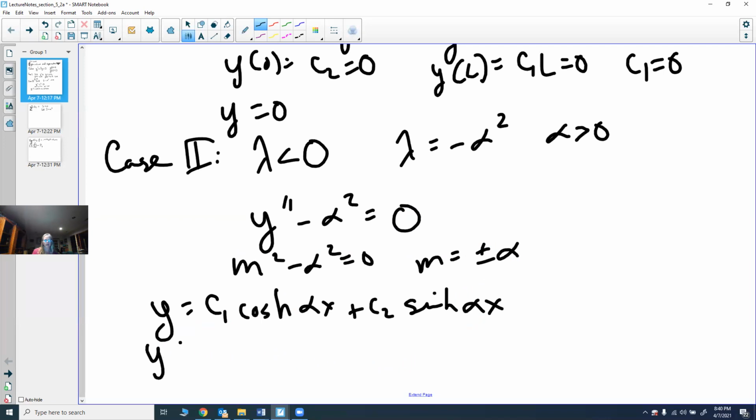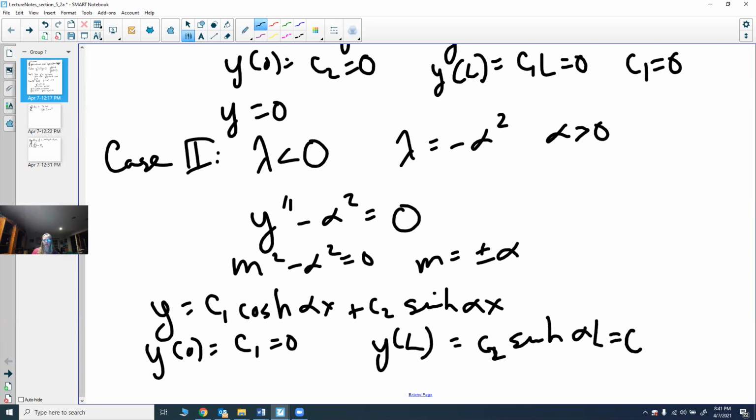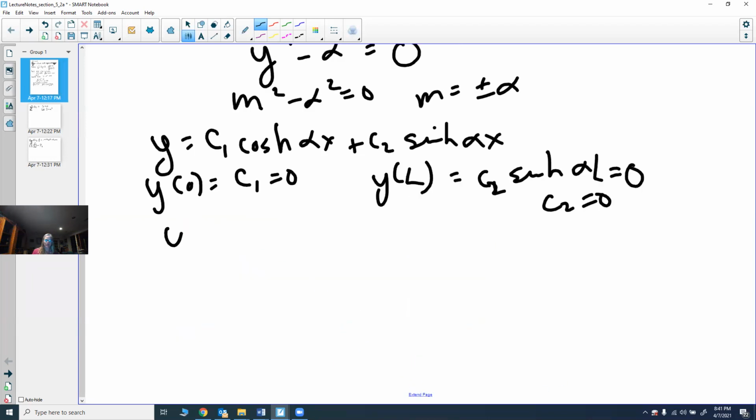Again, y of 0 means you'd have c1 equals 0, and y of L means that you'd have c2 the sinh of alpha times L, and that should equal 0. But the sinh is actually never 0. So that means c2 has to equal 0. So again, that means we get y equals 0. Again, trivial solution. Who cares? We don't like trivial solutions. So we're going to look at another situation.